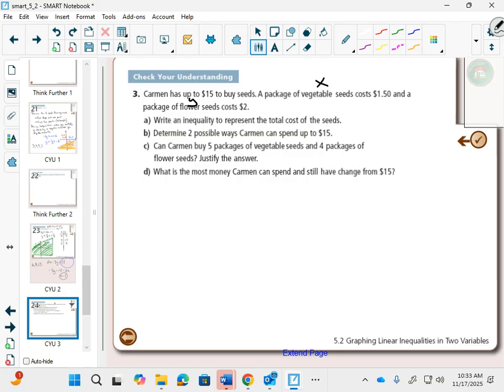How do we write this into an inequality? Well, if x is the number of vegetable seed packages that she buys, it's going to cost her $1.50 times however many she buys. And it's going to cost her $2 times however many of the flower seeds she buys. And this total has to be less than or equal to 15.